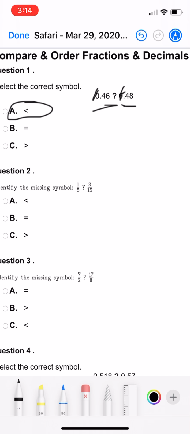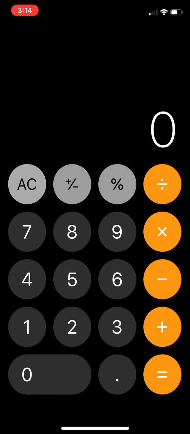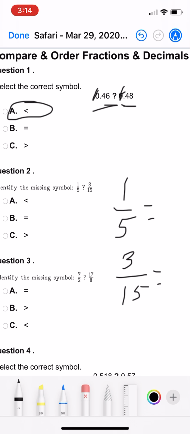For the next one, it says to identify the missing symbol. You have 1 over 5 and 3 over 15. So an easy way to do this, if you don't feel like thinking or changing them into fractions with the same denominator, you could simply use your phone calculator. To turn 1 over 5 into a decimal, you're going to do 1 divided by 5. And you get 0.2. So that's equal to 0.2.